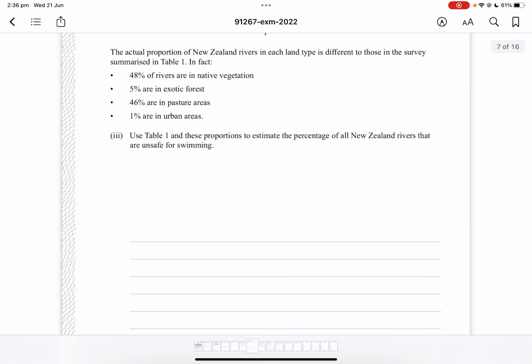The actual proportion of New Zealand rivers in each land type is different to those in the survey summarized in Table 1. In fact, 48% of rivers are in native vegetation. We know that 5% are in exotic forest, 46% are in pasture areas, and 1% are in urban areas. Use Table 1 and these proportions to estimate the percentage of all New Zealand rivers that are unsafe for swimming.